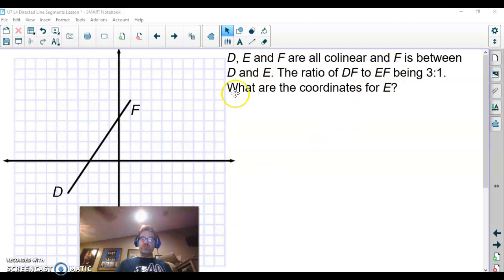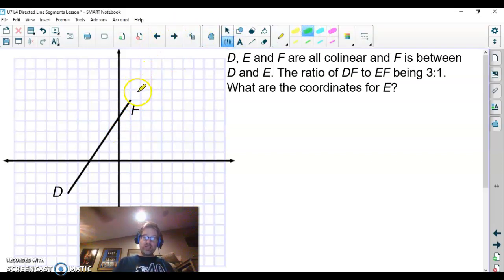F is between D and E. So F is going to be the middle spot. That means my point is going to be someplace up here because I'm extending the segment. Okay? The ratio D to F is 3 to 1. D to F counts by 3s. E to F counts by 1s.